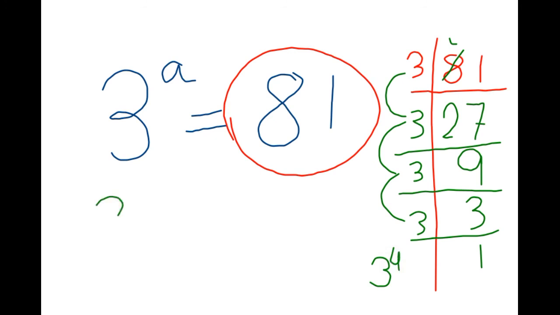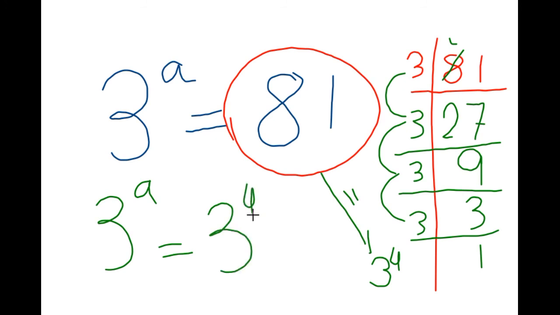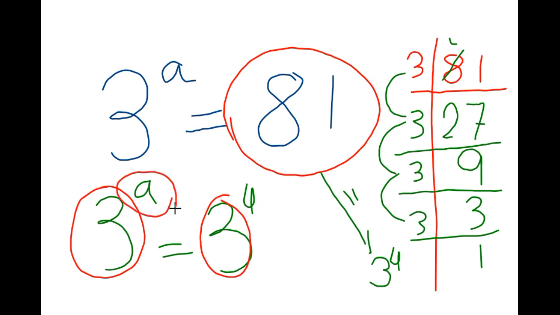That means 3 to the power of a is equal to, we have factorized 81 in the form of 3's power, it becomes 3 to the power of 4. So 3 to the power of a is equal to 3 to the power of 4. So if 3 and 3 both are the bases and they are the same and equal in an equation, the powers will automatically be the same. Here a is equal to 4.